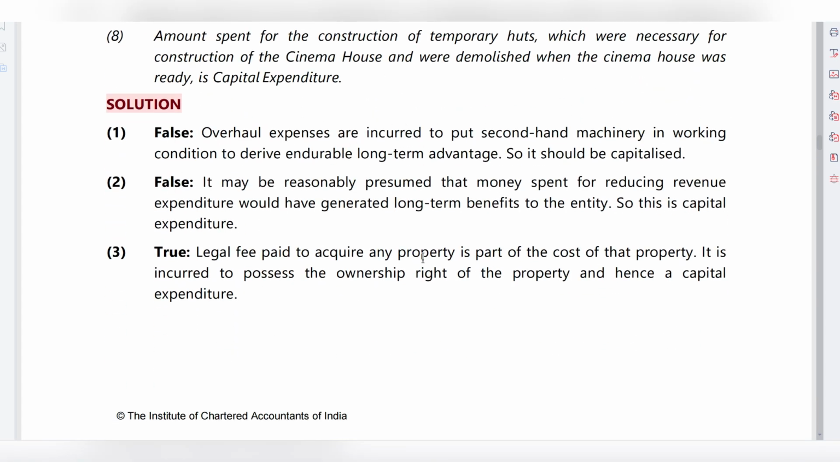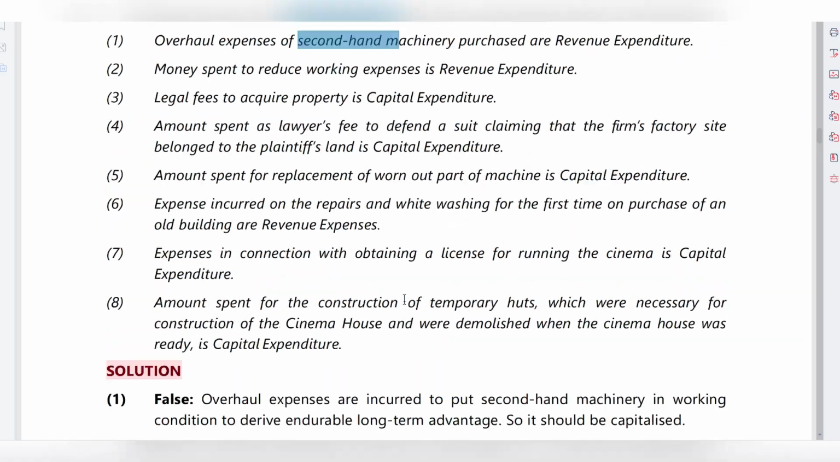Legal fees paid to acquire any property is part of the cost of that property. It is incurred to possess the ownership right of the property and hence capital expenditure. This cost is incurred to make that asset or property available in a working condition or to acquire the ownership right. So this is capital expenditure.